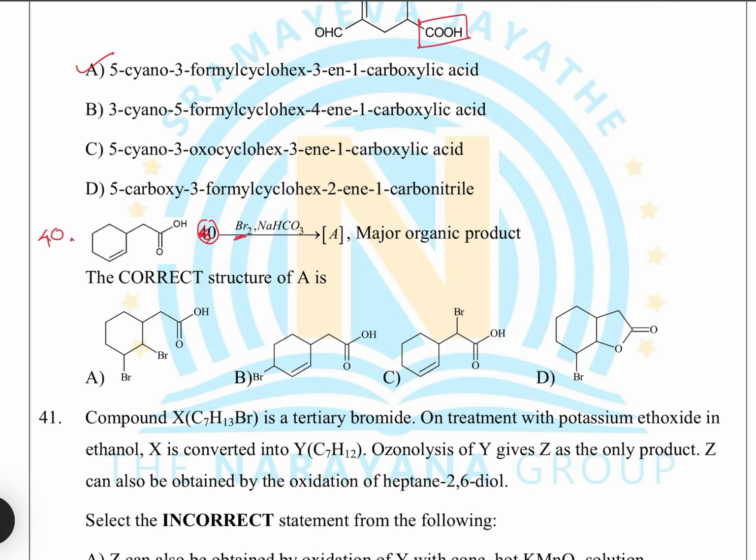This is Br2. When you are using Br2, it is going to form a cyclic bromonium ion like this. Got it? What happens? It is going to attack here. One interesting compound.